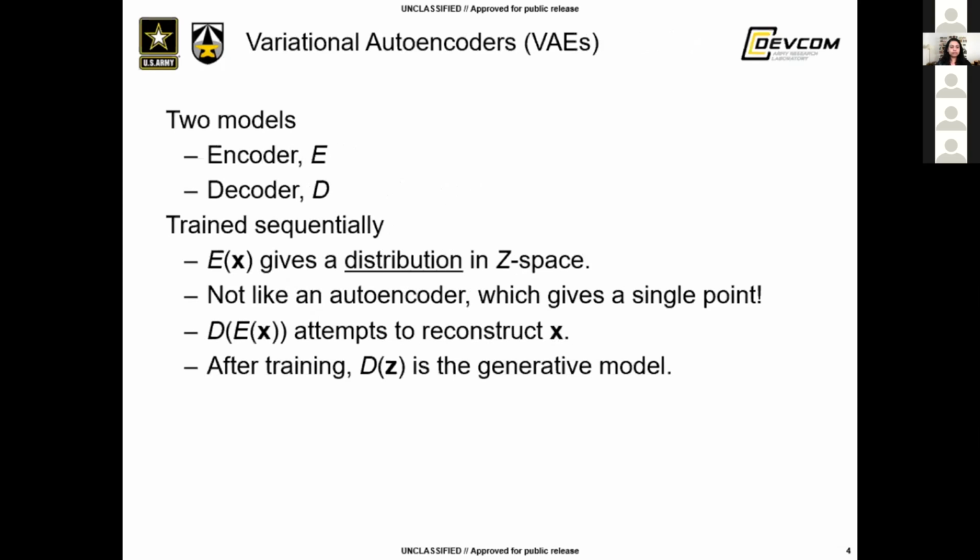Variational autoencoders also have two models. They're trained sequentially. You take a data space point X, feed it into your encoder, which encodes that image or whatever other input you have as a distribution in latent space, not as a point, but as a distribution. You then sample from that distribution, feed those latent space points back into the decoder, the second model, and that attempts to reconstruct the original data space image. After training, if your encoded distribution looks like some simple prior, like Gaussian, you can just sample from the Gaussian and use the decoder as your generative model.